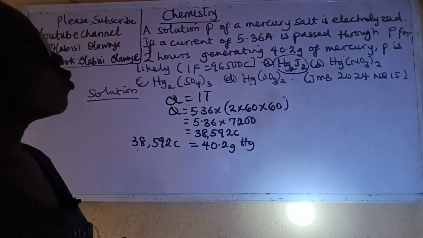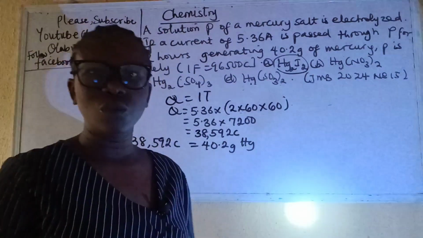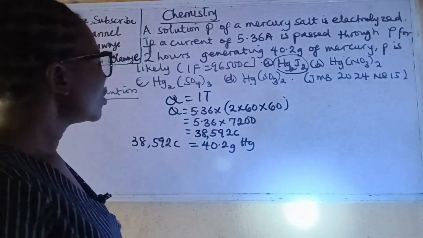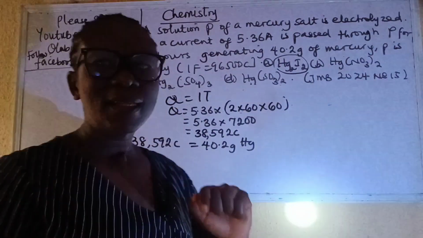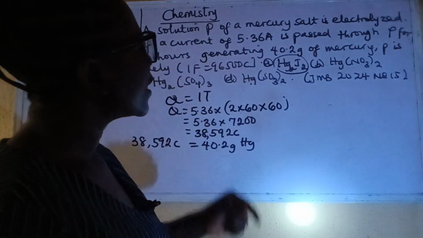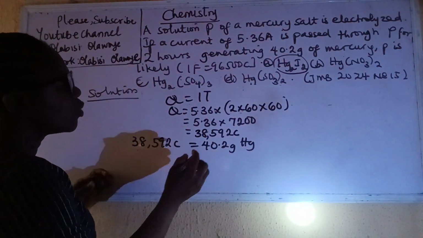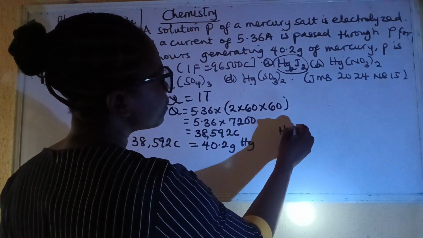And they want to know what kind of solution P is. We know there is a mercury salt, but what kind of solution is it? So the best thing is to get the exact charges that mercury carries. From there, we can get the kind of solution it is. And we know that we can get charges when we write the half reaction.